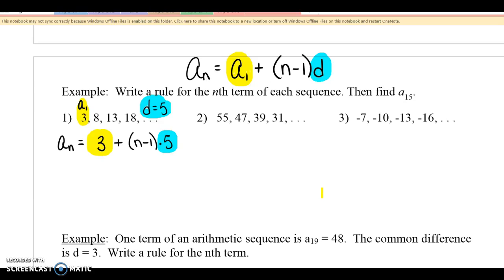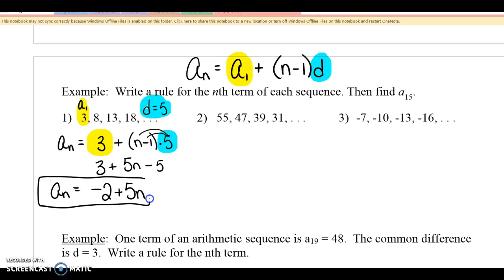Now we're just going to do some pretty simple math. When you see parentheses with a number, what do you usually do with that number? You distribute. So this is kind of like backwards distribution, but that's okay. So we have 3 plus 5 times n is 5n. 5 times -1 is -5. Combine your like terms. So our rule, a sub n equals -2 plus 5n. Pretty easy.